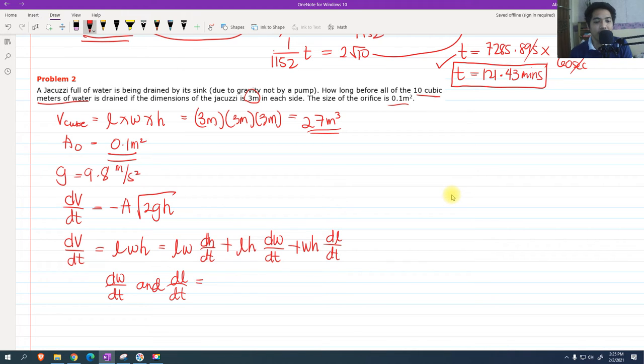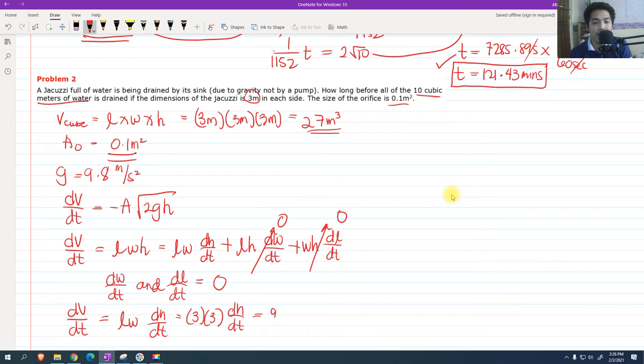So if the width and the length do not change, then their derivatives should equal 0. So this is 0 because it's multiplied by 0, and this is again 0. Our equation for dV over dt is only length times width times the derivative of height with respect to t. Length is 3 and width is 3, so hence we have 9 dh over dt as our dV over dt.